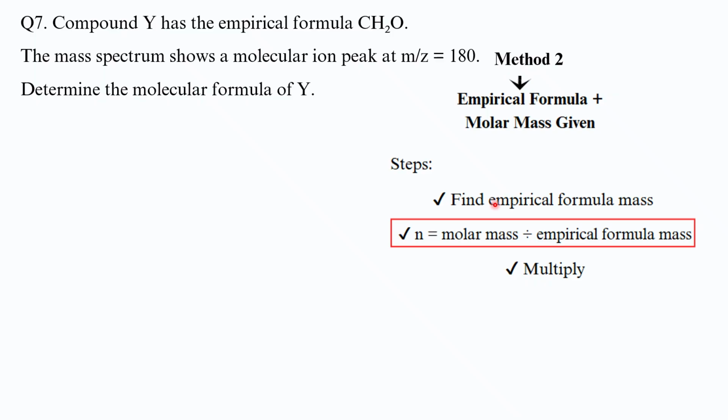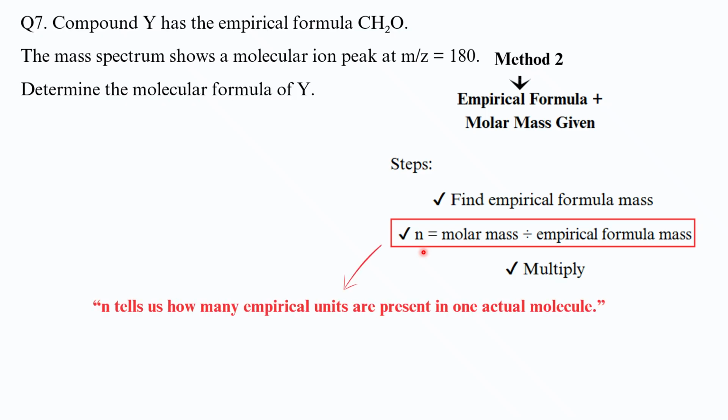And once I have determined the empirical formula mass, I will determine the value of n, which is nothing but the number of units I'm expected to multiply with the empirical formula, so that I end up with the molecular formula. Have you understood this? How you are supposed to do this calculation or select the method depends upon the data given. So this is the category of question 2.